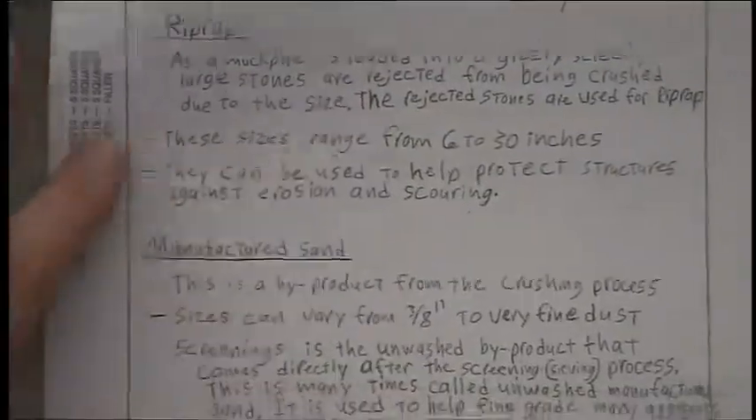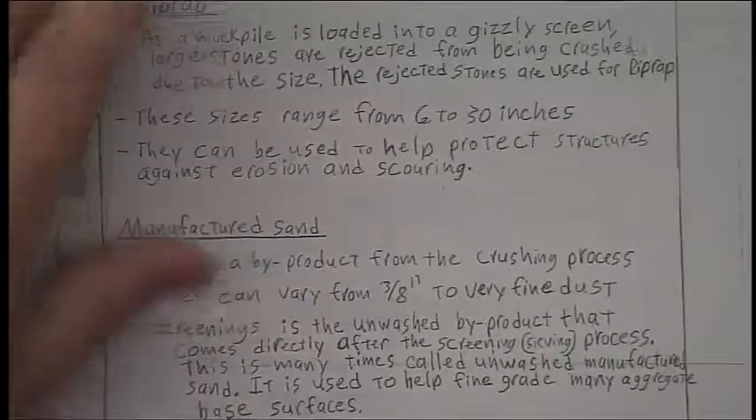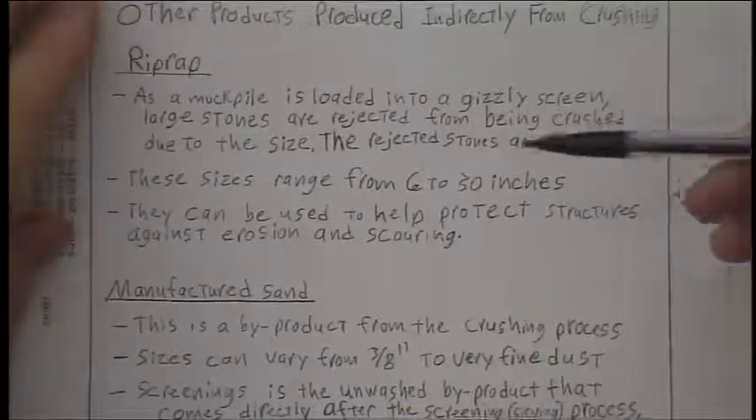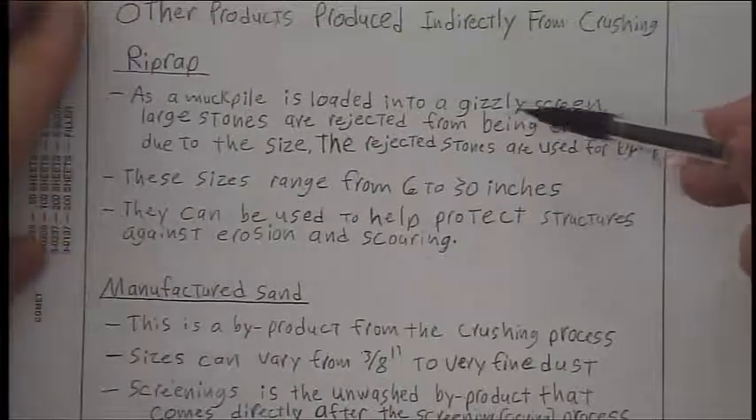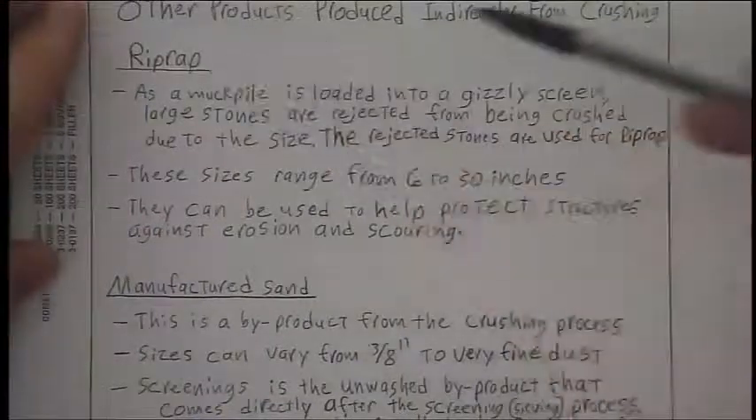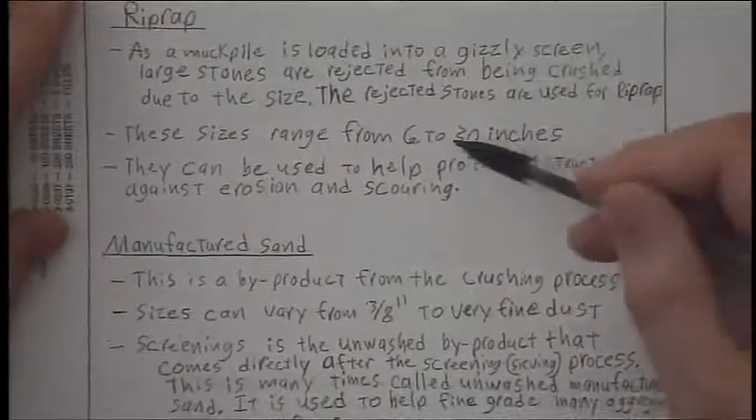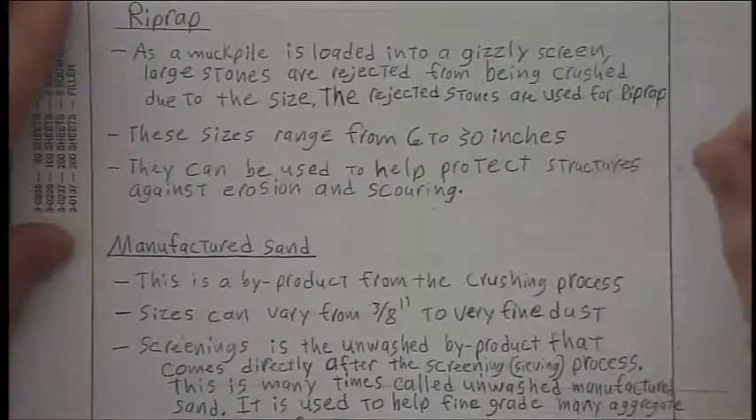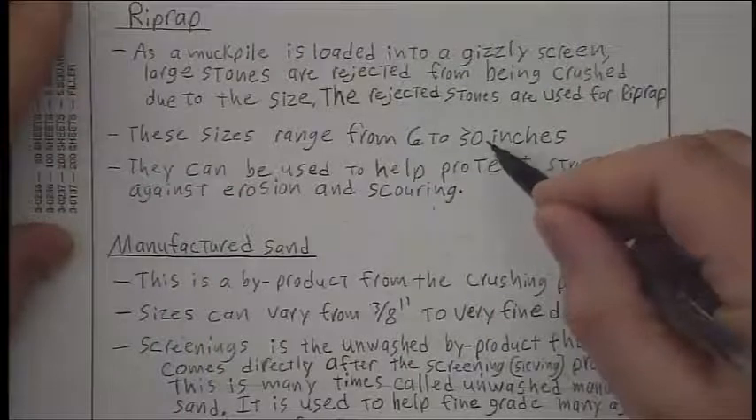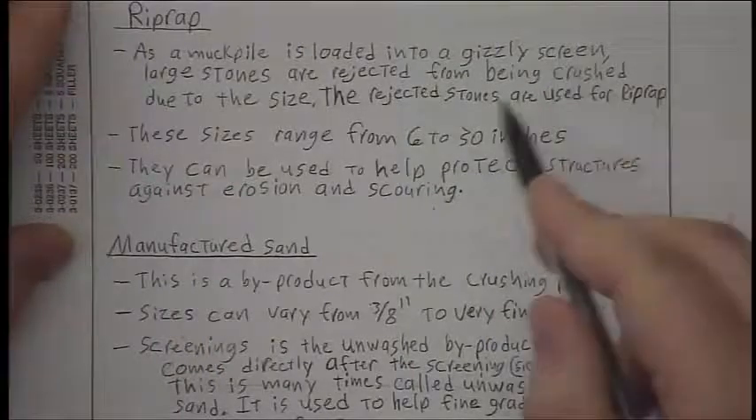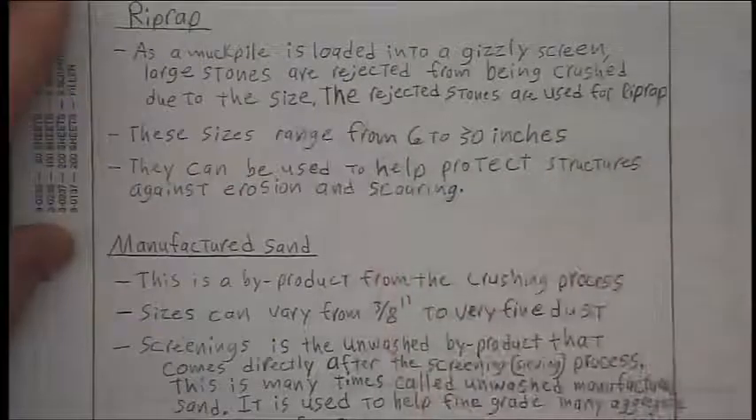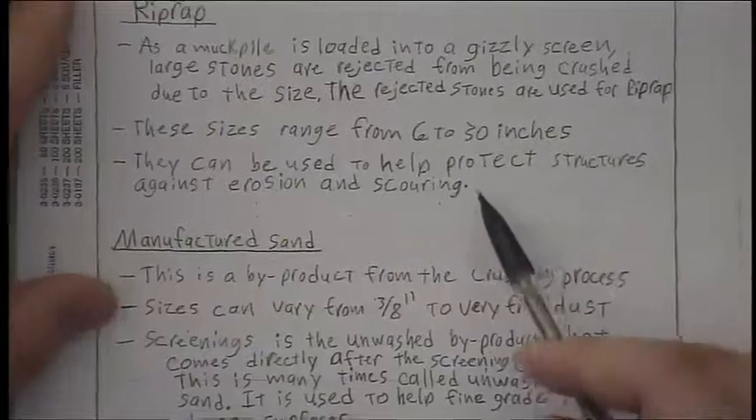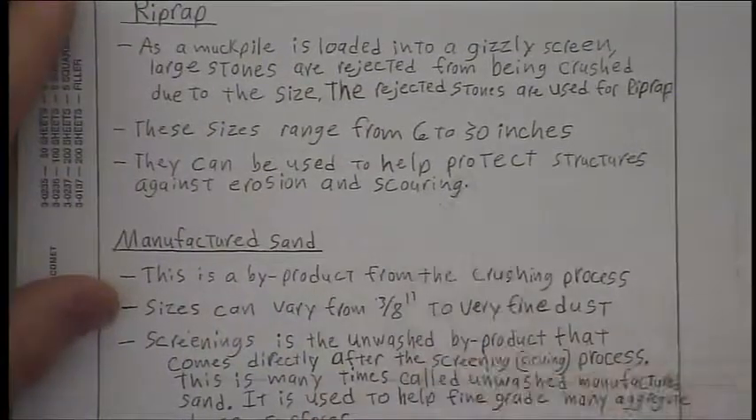And so also with crushing, there are other products that come about. Obviously stuff that gets rejected from your grizzly screen, they use as riprap. Typically this is 6 to 36 inches, and sometimes you may have to go back and minimize some of these large stones. You may have to break them up before you can even use them. And so riprap is really important for erosion control.